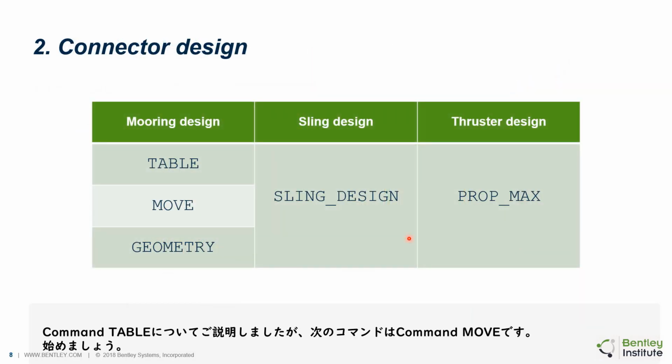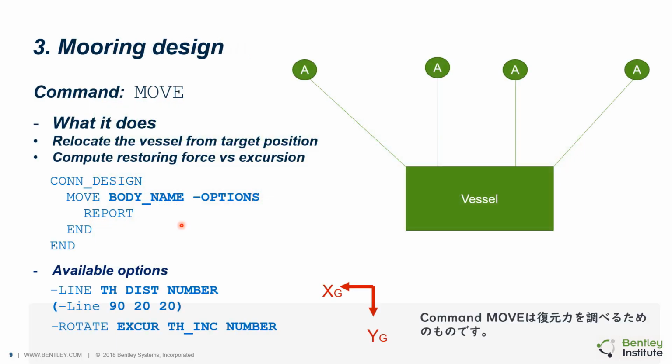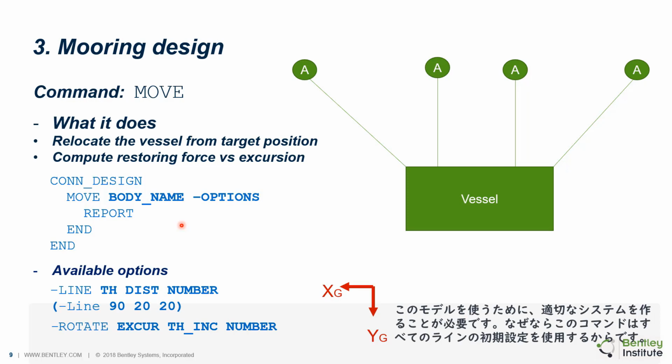So far, we reviewed the command table, and the next command is the command move. Let me start again. The command move is to investigate the total restoring force in the system. To use this command, we first need to model a proper system, because this command uses the initial settings of all the lines in the system.